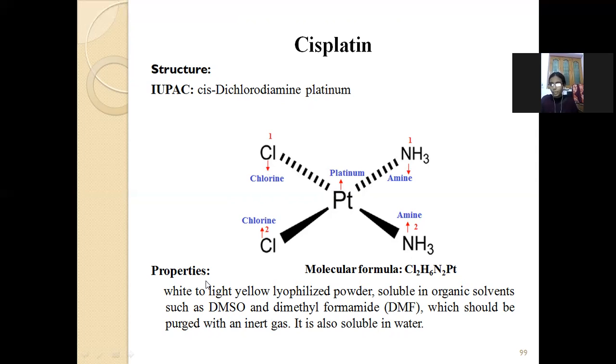And the properties are: it is a white to yellow colored powder, and it is soluble in organic solvents such as dimethyl formamide, also known as DMF, and DMSO, meaning dimethyl sulfoxide. It is soluble in organic solvents, and it is also soluble in water.